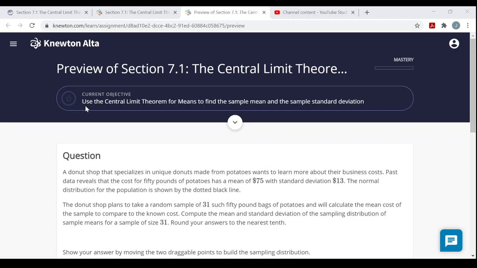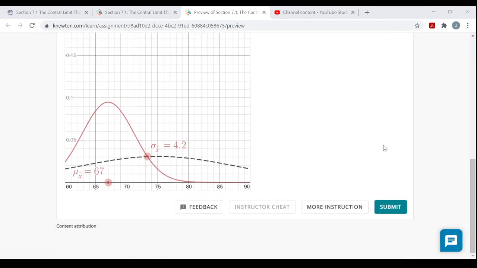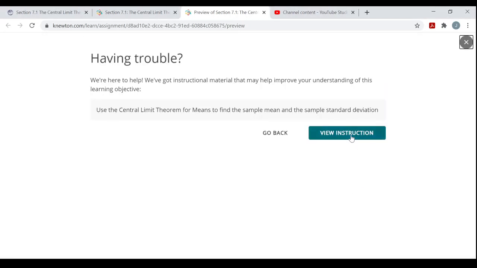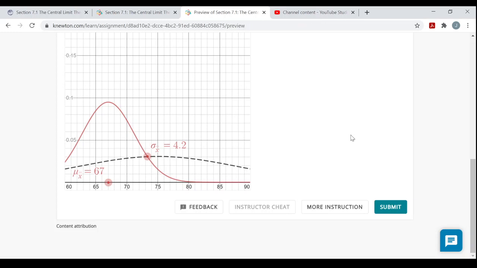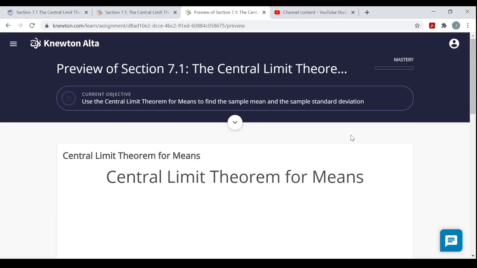All right, so this is the first objective. There are several objectives, I think four objectives in this section. This one here: use the central limit theorem for means to find the sample mean and sample standard deviation. Okay, so first off, what is this central limit theorem for means? Let's see if we can read about it. First time I'm seeing this objective. Let's go to more instruction and view instruction.